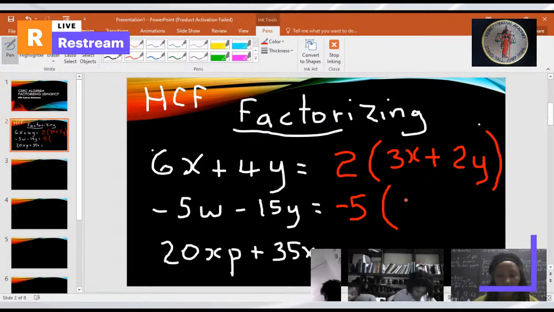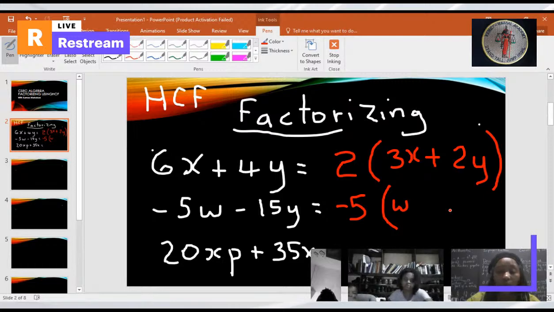So we're going to put the w. And how about the negative 15y? Miss, that would be positive 3y. Why would it be a positive 3y? Because 15 is a negative number, and since we're dividing it by negative 5, it would be a positive 3y.